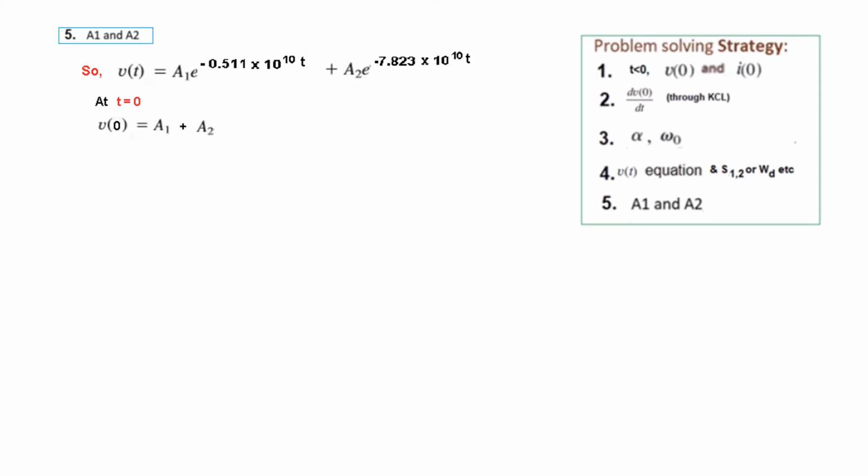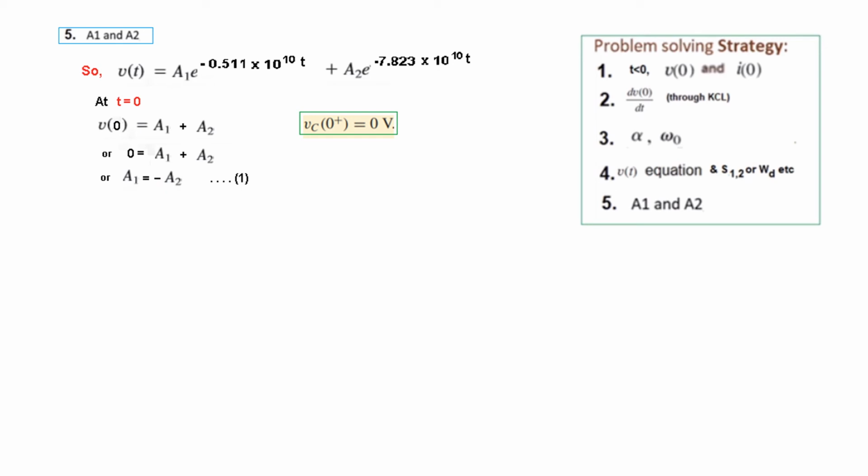Okay, and finally, to find A1 and A2, it is a two-step process. First of all, we find the value at t equal to 0. So t is 0, this whole thing will become 0, e raised to the power 0 is equal to 1, so it will be just A1. Similarly, e raised to the power 0 will be 1, so it is A2. So this is one equation. And now if we put the value of VC0, which is 0 volt, putting 0, this is one of the equations, that A1 is equal to minus A2.